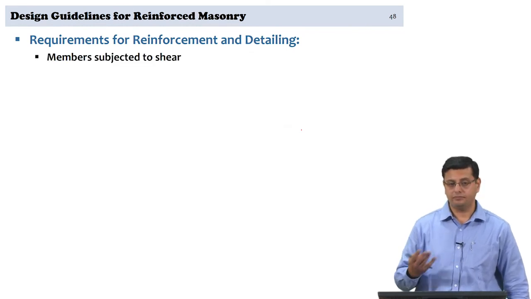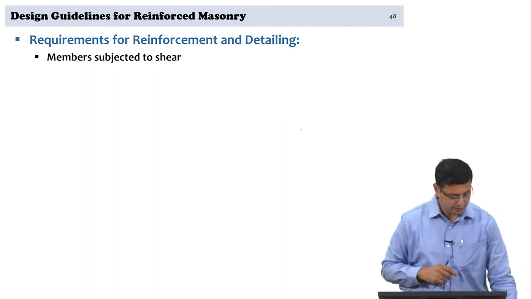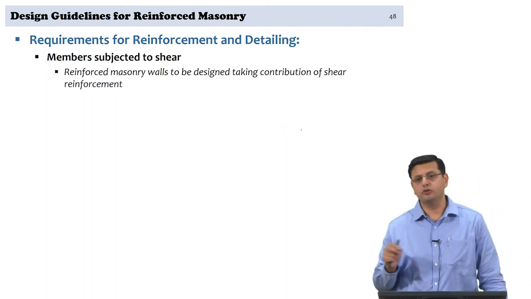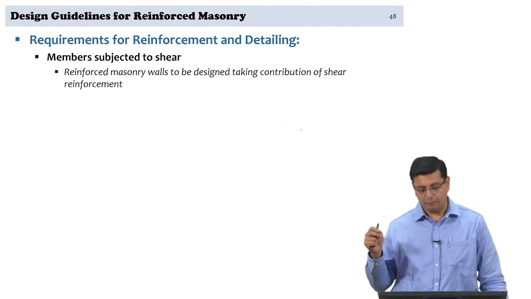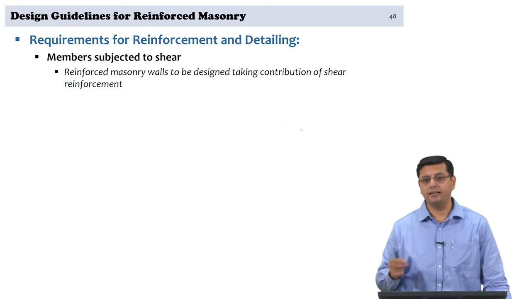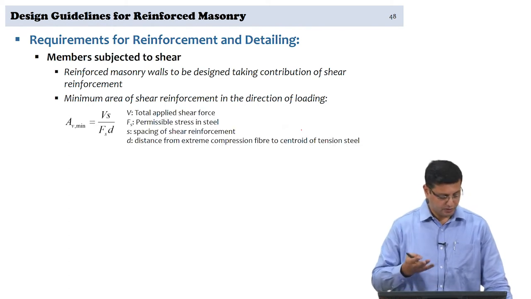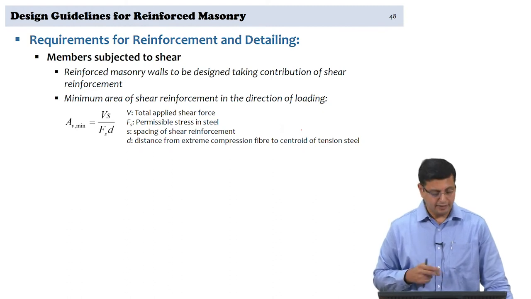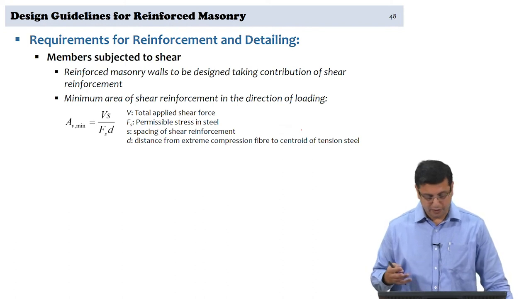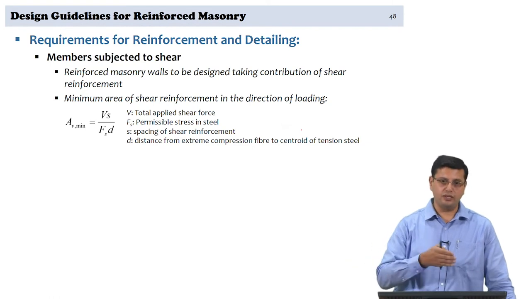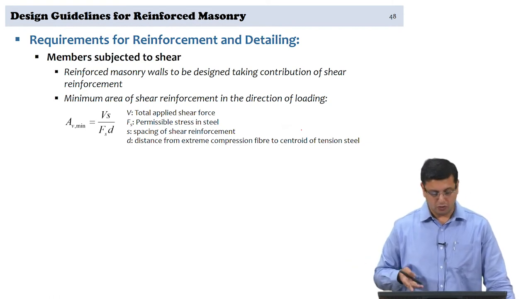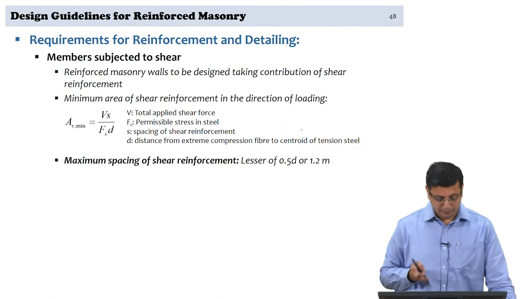When you are looking at walls or beams which are subjected to shear, it is required that the reinforcement be considered when you are designing for shear, and the minimum area of shear reinforcement, depending on the direction of loading, A_v minimum is the shear force V times the spacing s, divided by f_s, which is the permissible stress in steel, divided by d, the distance between the extreme compression fiber to the centroid of the steel that you are placing. So, V s by f_s d is the minimum area of shear reinforcement that you should be providing, and there is a spacing requirement as well.